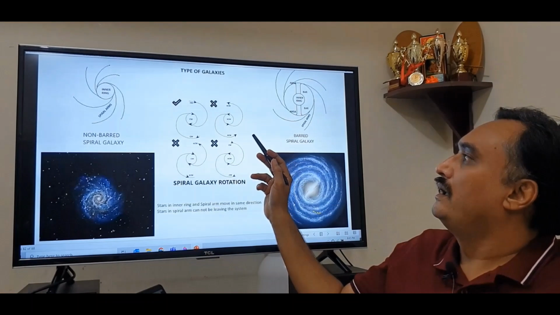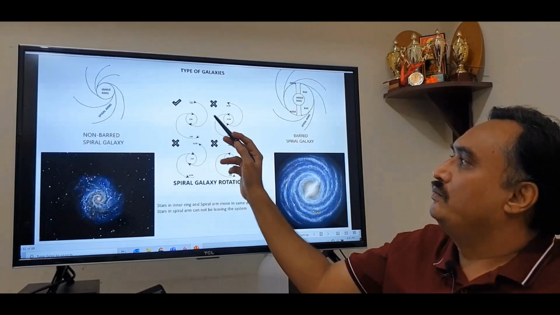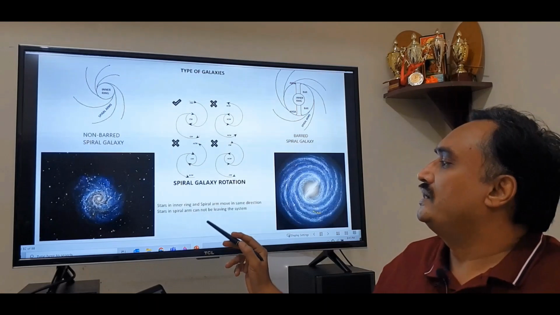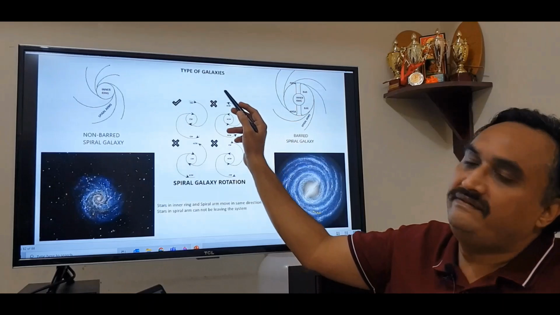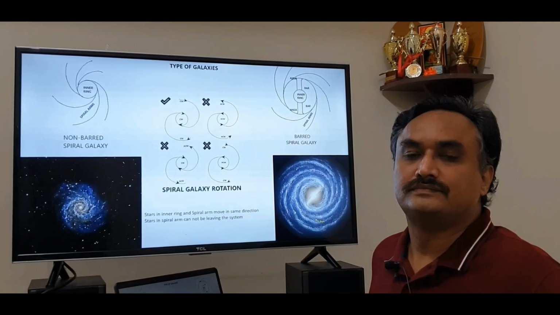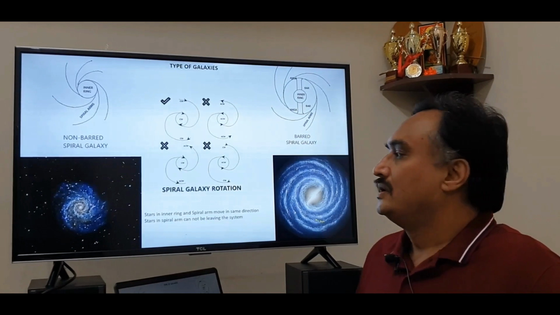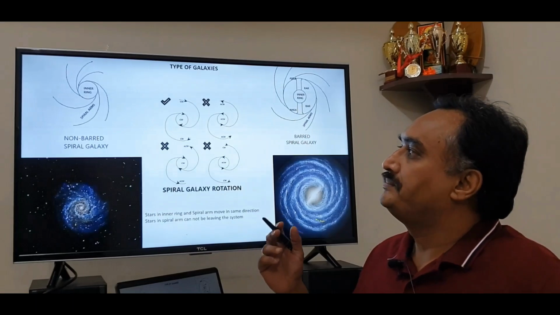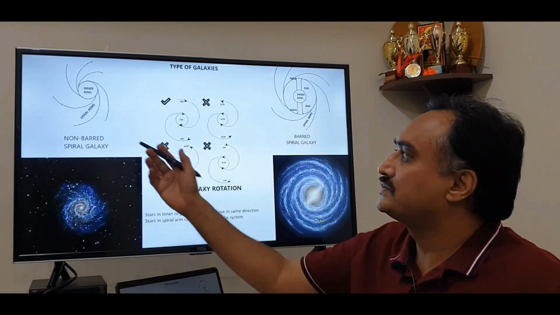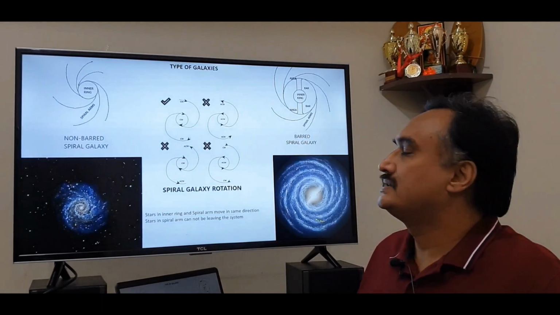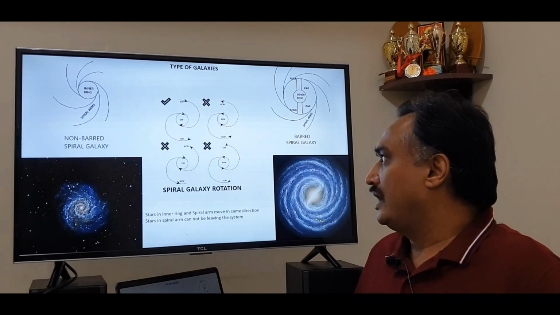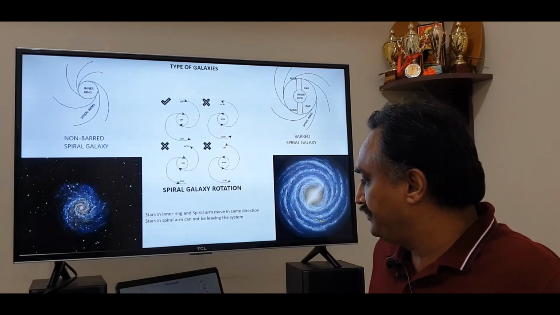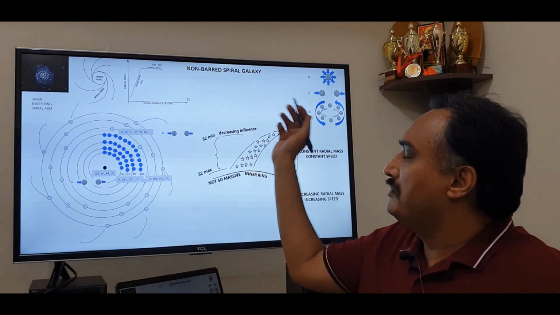Now, why would they be moving this way is because the stars in the spiral arm cannot be seen leaving the galaxy. So we have two types of spiral galaxies. The first one is the non-barred type of spiral galaxy and the second is the barred spiral galaxy. Let us understand how these are formed. Let us first take the non-barred spiral galaxy.